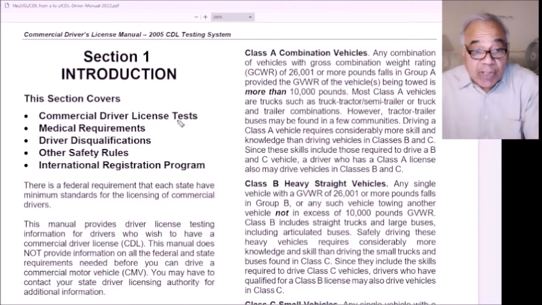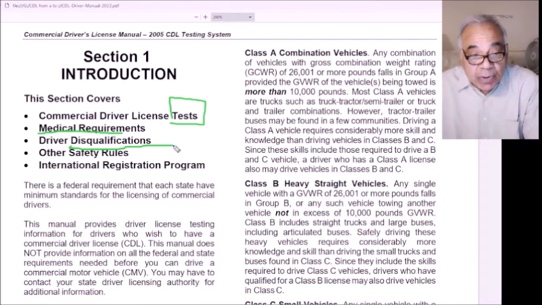Section 1, Introduction. It covers the topic of how many tests you take, what the medical requirements are, how a driver is disqualified, or what disqualifies a driver, other safety rules, and the international registration program.